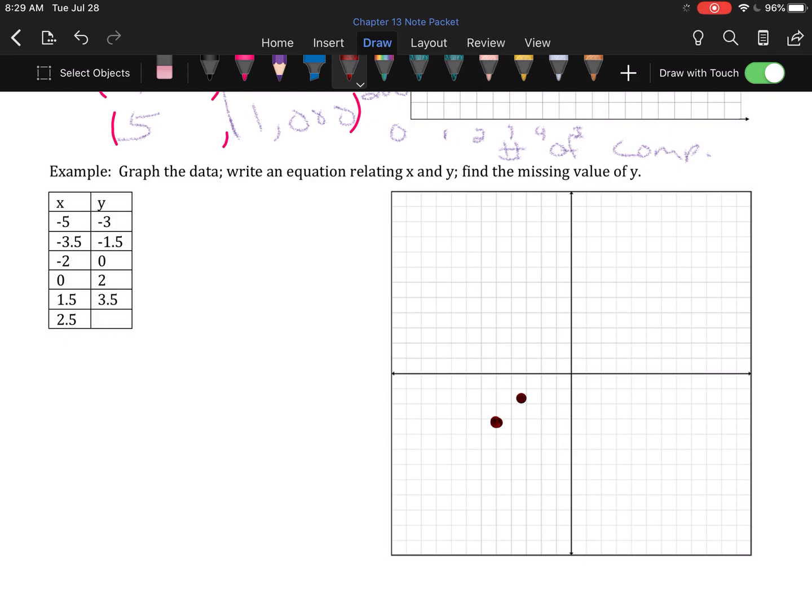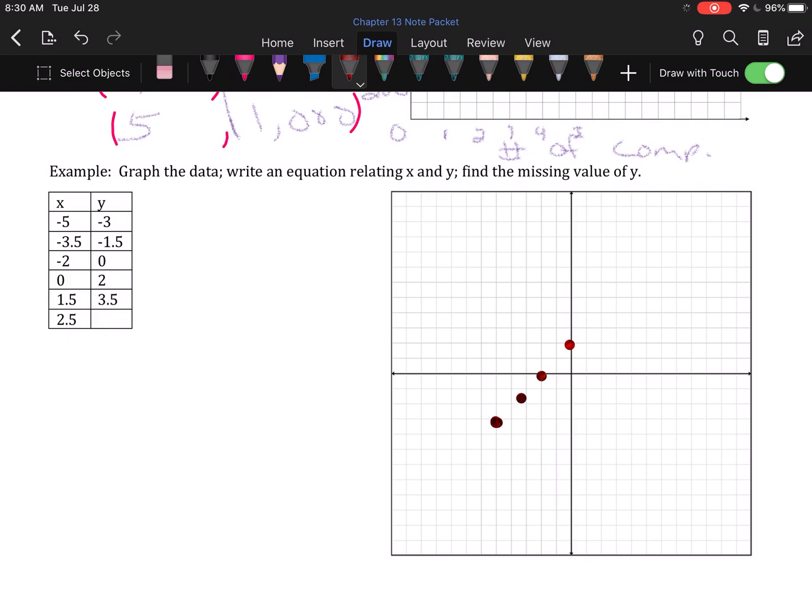-2, 0 says go left 2 and don't go up or down at all. So it's there. 0, 2 says don't go left or right at all, but do go up 2. So it's there.